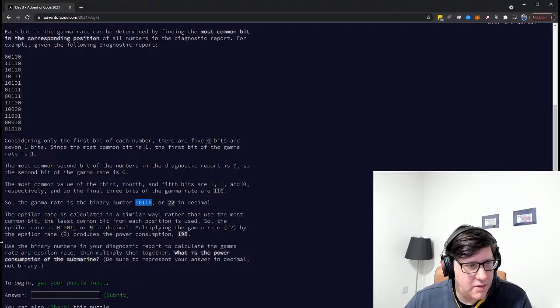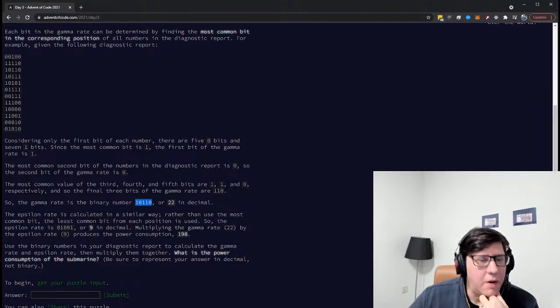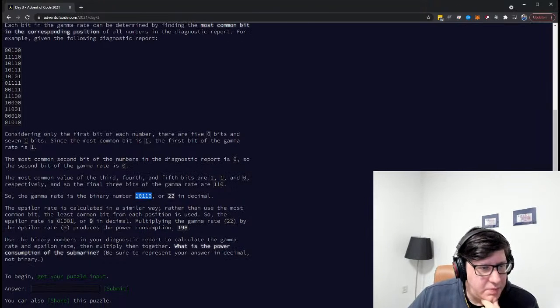Multiplying the gamma rate by the epsilon rate produces the power consumption. Okay. Use the binary numbers in your diagnostic report to calculate the gamma rate and epsilon rate. Then multiply them together. What is the power consumption of the submarine? Be sure to represent your answer in decimal, not binary. Okay.